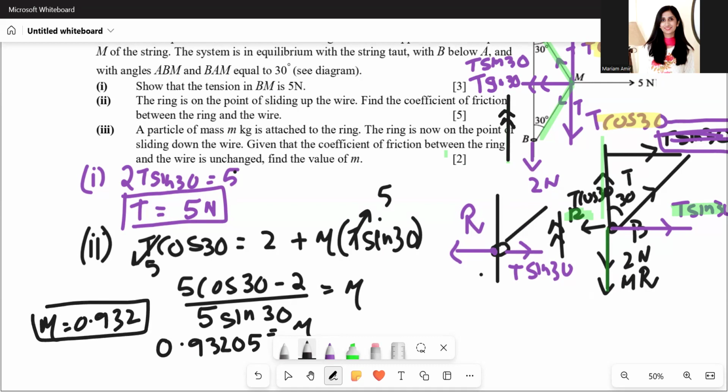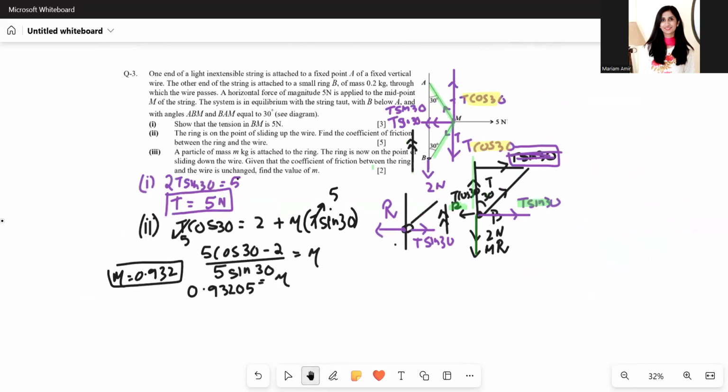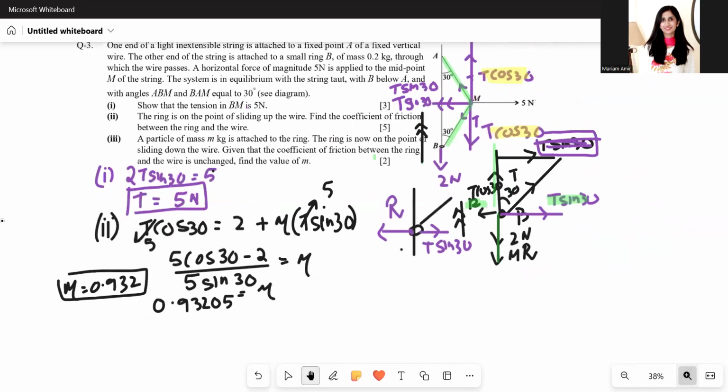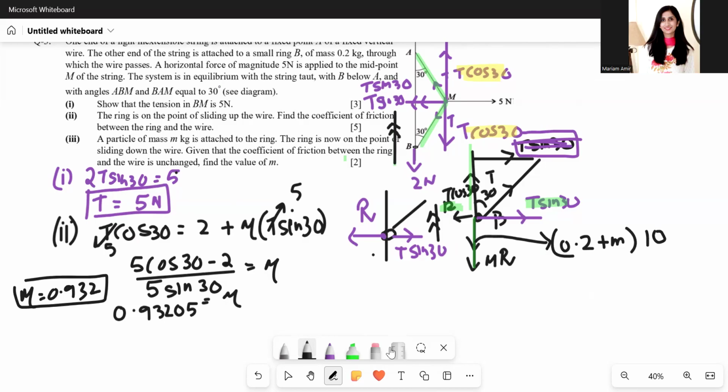Part 3. A particle of mass m kg is attached to the ring. If that's attached to the ring, then the downward force here is not going to be just 2 Newton, the weight. It's going to be 0.2 plus m, times 10. The original mass was 0.2, another mass of m kgs is attached to it, and the formula for weight is mass times g, mg, and g is always 10. So this is the downward force now.